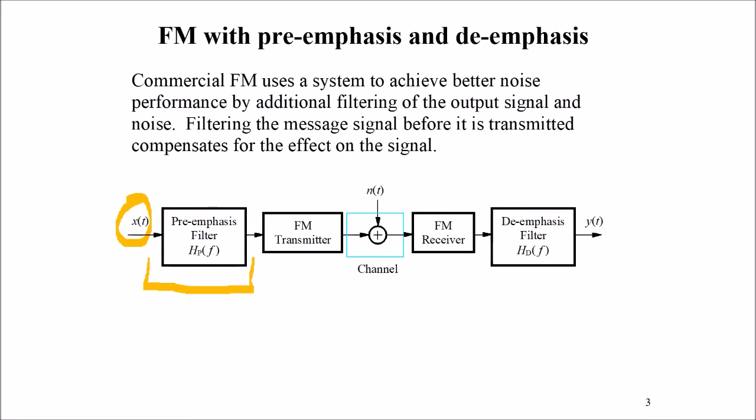Then this signal is transmitted through the FM transmitter. Additive noise is added in the channel, and then at the receiver it is demodulated. And then they follow that with a de-emphasis filter, which is carefully designed to match the characteristics of the pre-emphasis filter, so that it will equalize the message signal back to its original state.